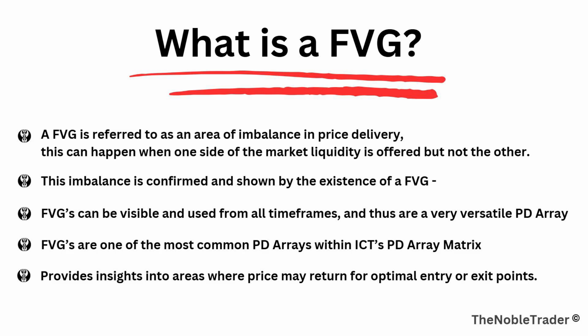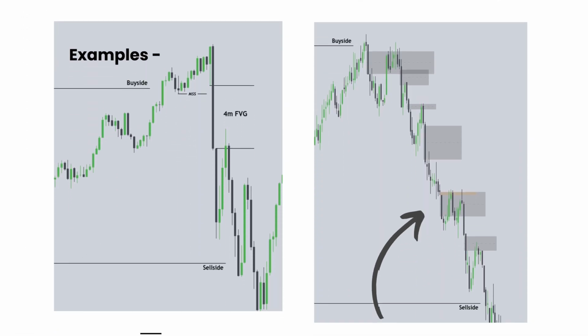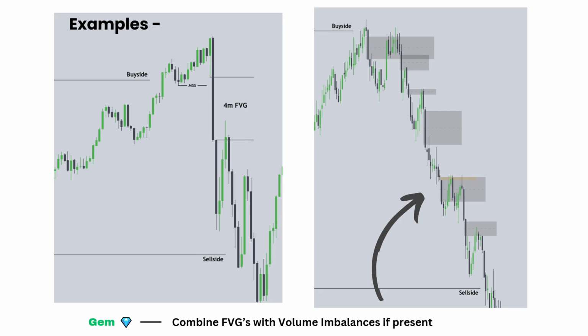Fair value gaps can be visible and used from all time frames and thus are a very versatile PD array. Fair value gaps are one of the most common PD arrays within ICT's PD array matrix. They provide insights into areas where price may return for optimal entry or exit points. Here are a few clean examples of fair value gaps being drawn out and used in price. As a tip, if we combine any FVGs that we see with an available volume imbalance, this gives a more simplistic drawing on the market to identify similar gaps.